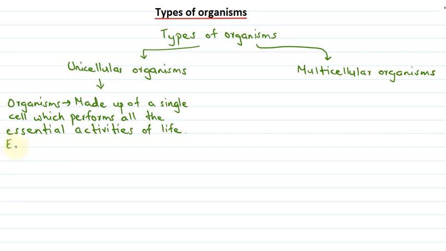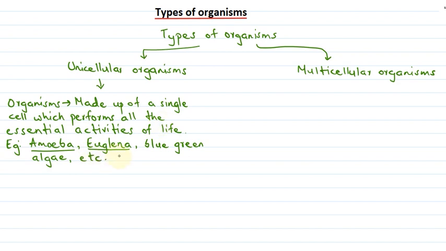For example, the examples of unicellular organisms would be amoeba, then euglena, then blue-green algae, etc. So these are a few of the organisms that are unicellular, which means they have only a single cell, and this single cell performs all the essential activities of life. Okay, so this was about the unicellular organisms.